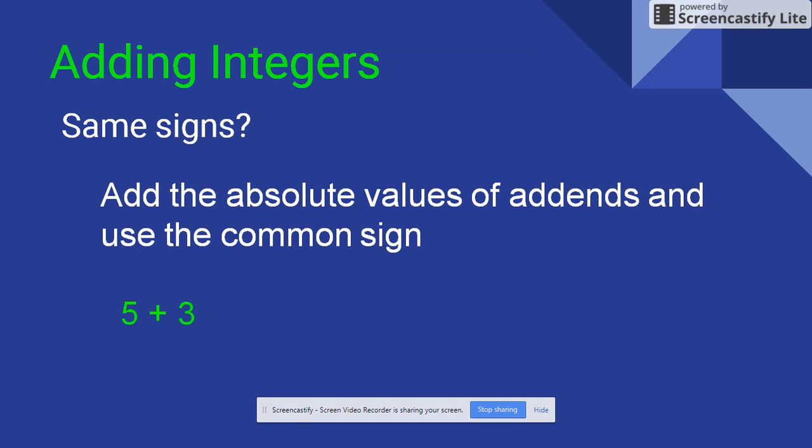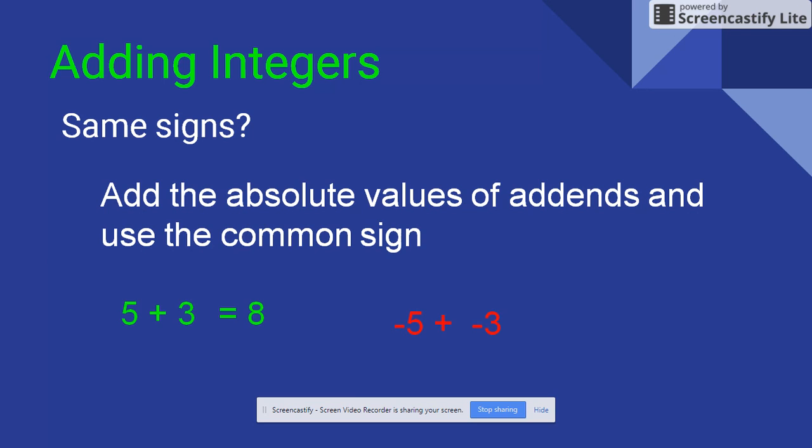For example, we have 5 plus 3. And 5 and 3 are positive numbers. I know they are positive because I don't have negative signs before the numbers. If you do not have a negative sign, or if you have a positive sign before, then they are positive numbers. Okay, the absolute value. So just look at the numbers without any signs. It's 5, it's 3. Add 5 and 3. It's 8, and the common sign is positive. So the answer is positive 8.